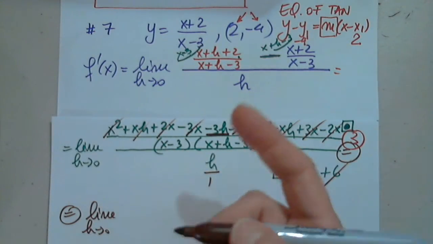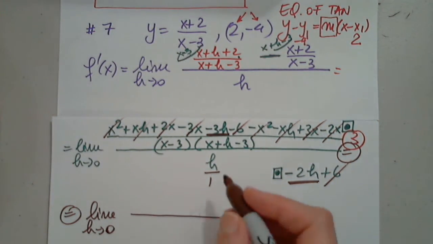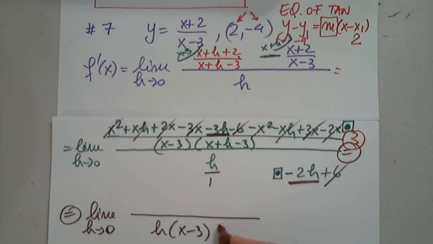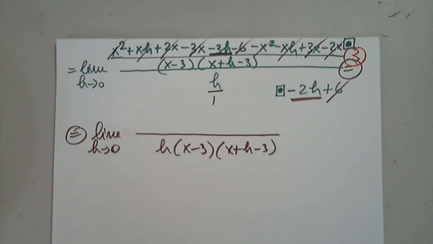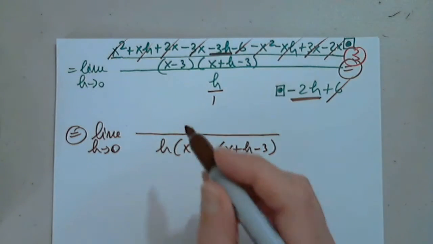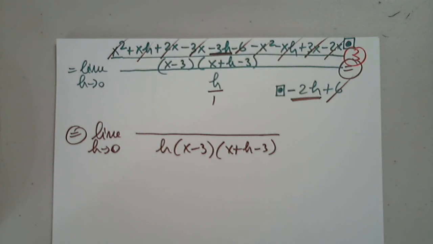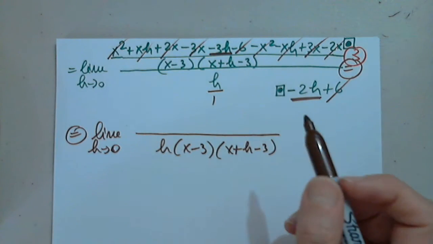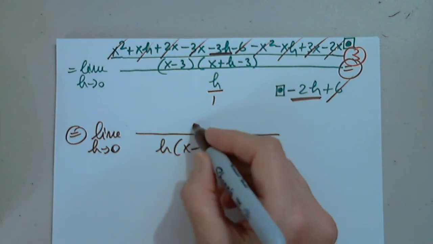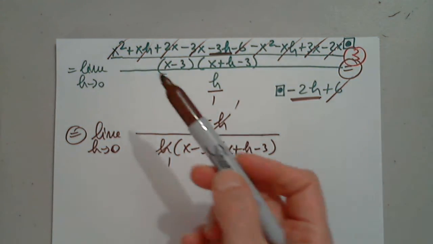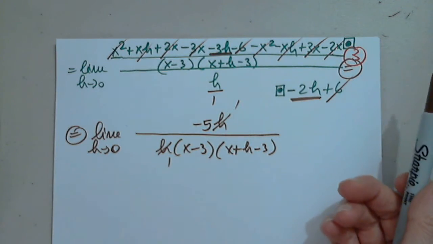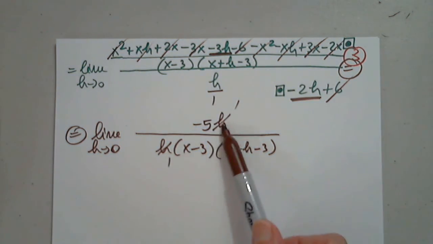I will flip it. So the denominator is h, x minus 3, x plus h minus 3. Can anyone give us the numerator? Negative 3h minus 2h, or negative 5h. That's it. Awesome. H goes away. Exactly what we expected. The first step, all terms without h must go. The h in the denominator must go.